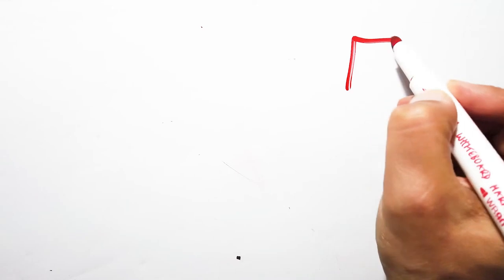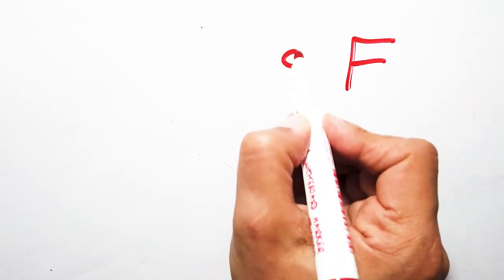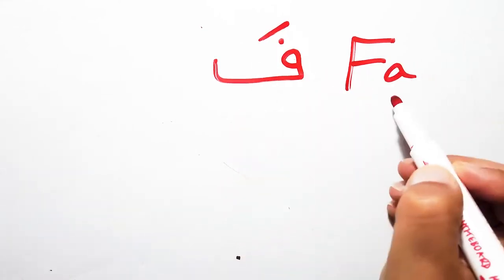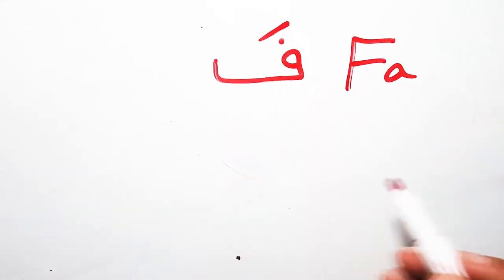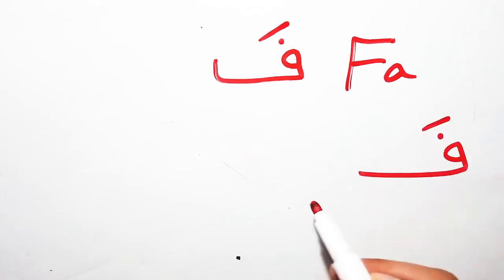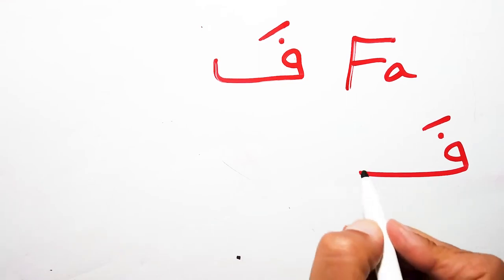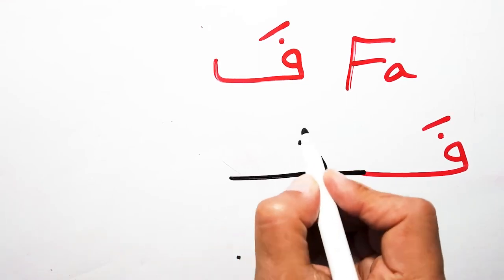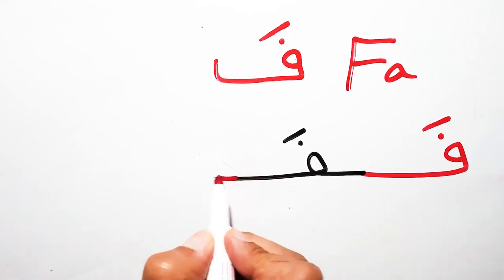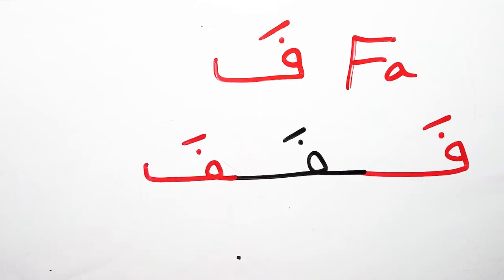The last letter that we will learn today is fa. Fa. Okay. Fa in the beginning of the word. So super easy. Fa in the middle of the word. Fa in the end of the word.